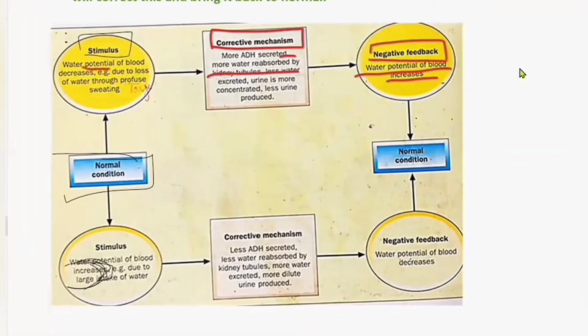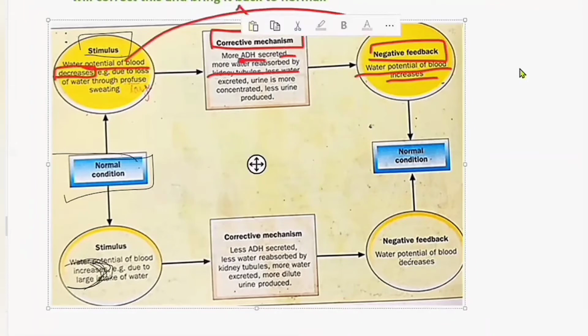As here we have seen that the water potential has decreased, right? How will it increase? It will increase by the corrective mechanism, and the corrective mechanism is the release of antidiuretic hormone, which is also known as vasopressin, by the pituitary gland.